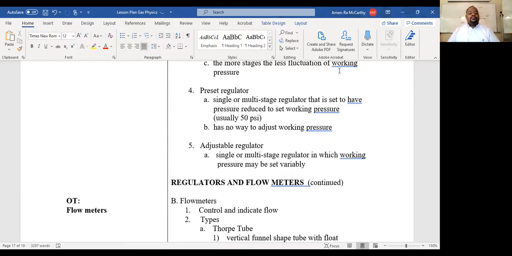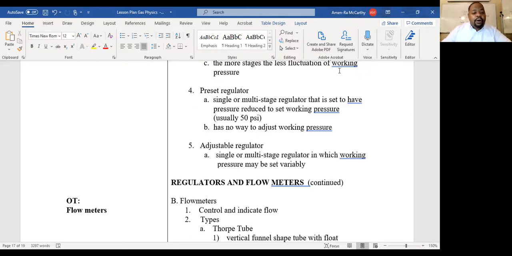All right. Then you have the adjustable regulator. And that's also a single or multi-stage in which the working pressure may be set variably. So that's a really expensive one, right? You can have one at single stage or multi, but you can set it on and say, today I want to use 50 PSI, but tomorrow I want to use 100. The next day I want to use 75, right? It can be changed whenever you want to. So it's called adjustable, right?